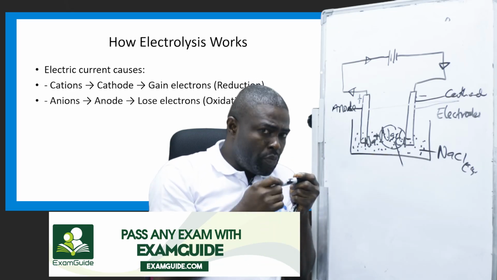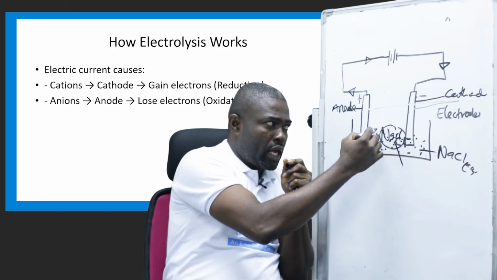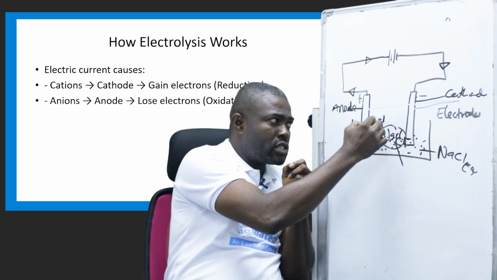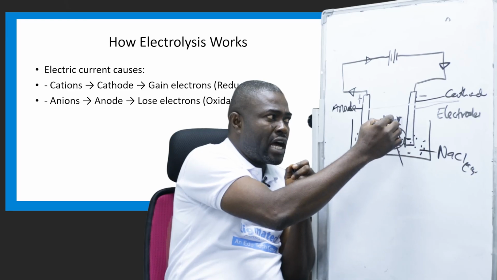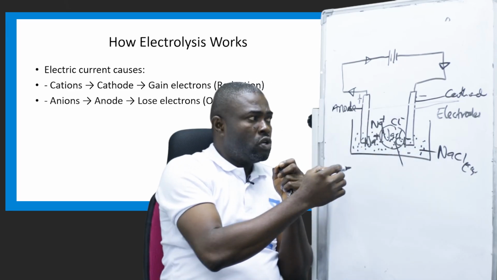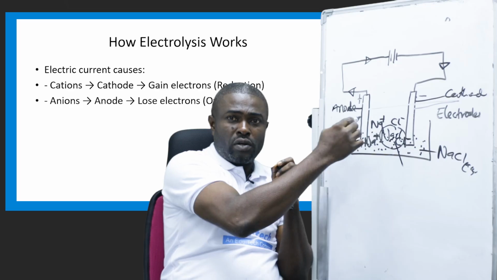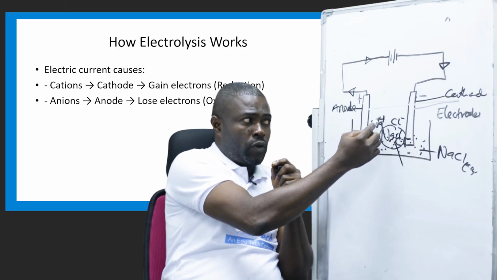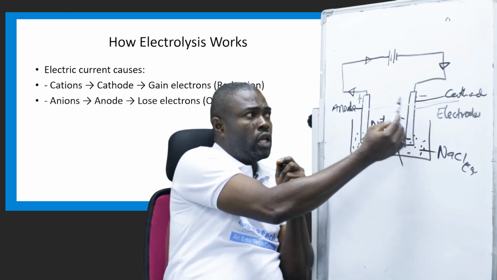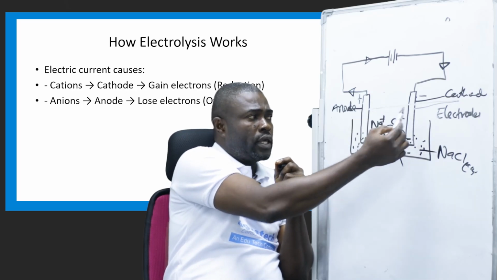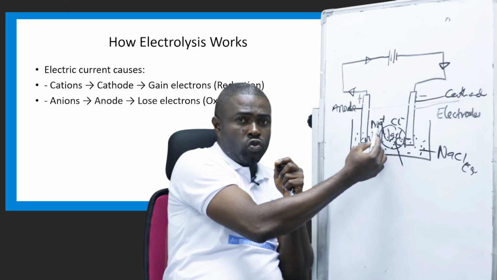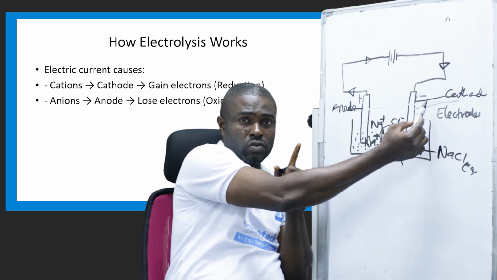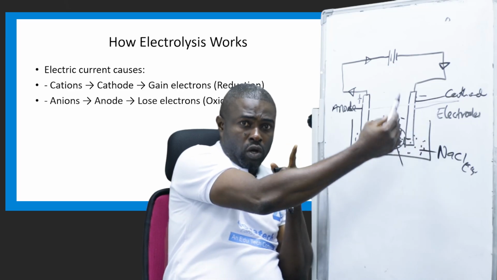Watch. Assuming I have sodium chloride here. What are the two ions I have here? I have sodium plus and I have chloride minus. So, what is my cation here? My cation is what? Sodium plus. It's plus. So between the two electrodes, where do you think this positive ion should go to? It should go to the opposite, which is what? Negative, cathode. Watch. See what happens.